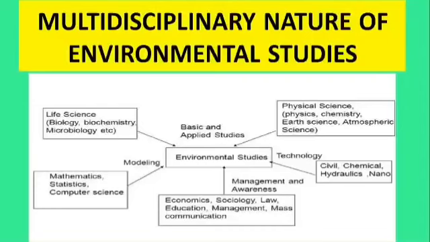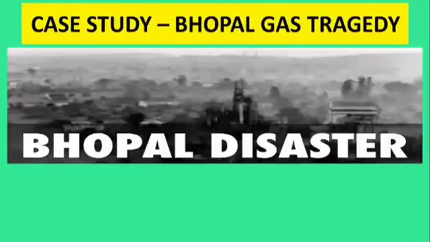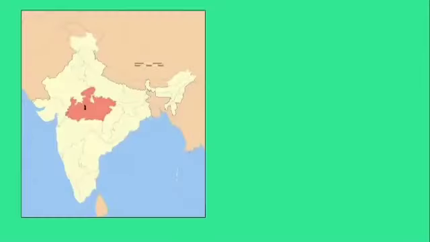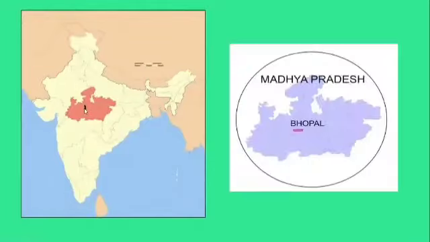Now let us try to prove this with one case study. This case study is related to one of the worst industrial disasters which has ever happened in our country, the Bhopal gas tragedy. Yes, December 2nd to 3rd, 1984. Who can forget this date when a huge amount of toxic gas enveloped the city of Bhopal and killed a number of people. This incident happened in the state of Madhya Pradesh, and within Madhya Pradesh, right in the center, Bhopal city.